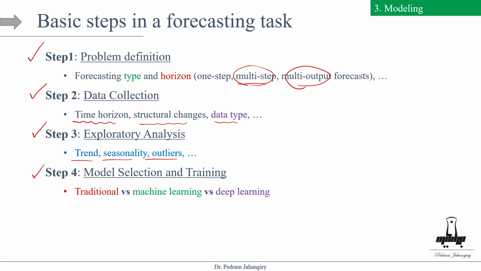Then, depending on the task that you have and the data structure, you will end up deciding what kind of models you want to use. Is it going to be classical econometric models, or do I need more non-parametric or more complex models, including ML and deep learning models, right?